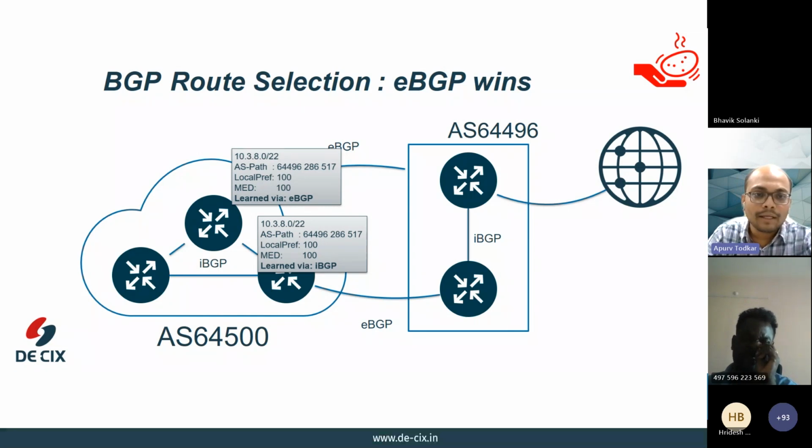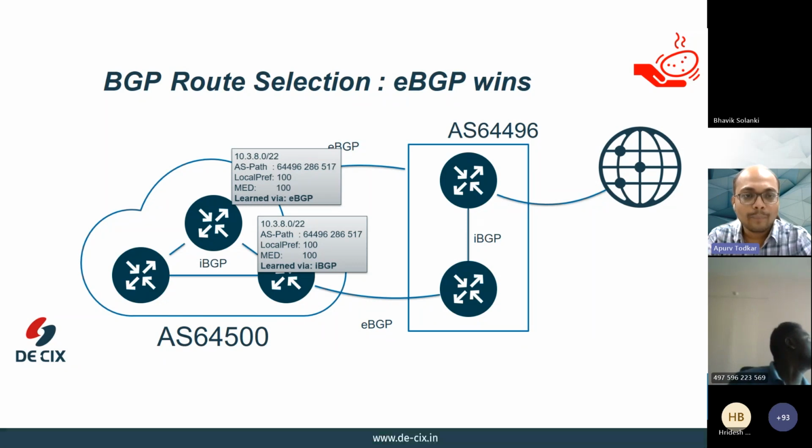For example, imagine a router at the bottom of the network diagram that learned the same prefix through iBGP also. All the BGP attributes like the AS path, the MED, and the local preference are the same in both cases. So the deciding factor becomes how the prefix was being learned.